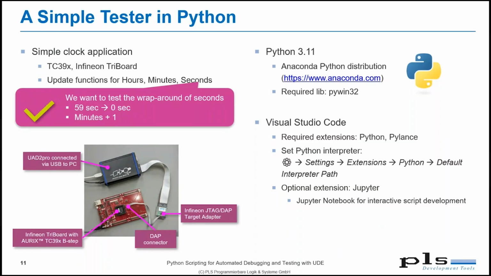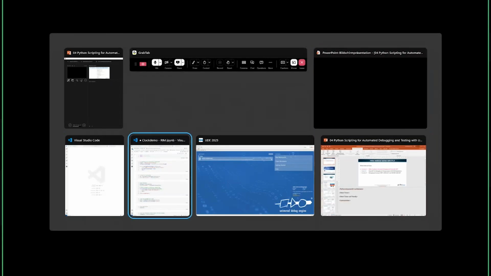For the demo, I use an additional extension in Visual Studio Code, the so-called Jupyter Notebook. That extension allows you to write Python scripts step by step and execute each step separately and see how it works. It's a kind of basic debug method. Okay, then let's go to the UDE.